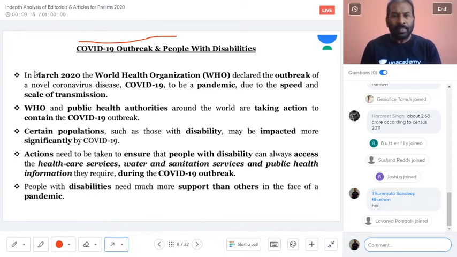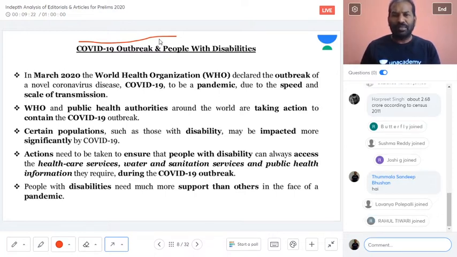That is why the WHO in mid-March 2020 came up with a statement that it is a pandemic. So we know that WHO has declared COVID-19 as a pandemic. Now what is important is that when it declares COVID-19 a pandemic, WHO and the other health authorities are definitely in the race, going ahead with taking action. What action? Action to contain the COVID-19 outbreak.